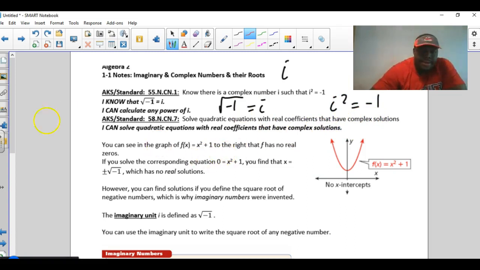Now, what is an imaginary number? That is the first question. What is an imaginary number, Coach Moore? I want to know. Well, an imaginary number is basically right here.